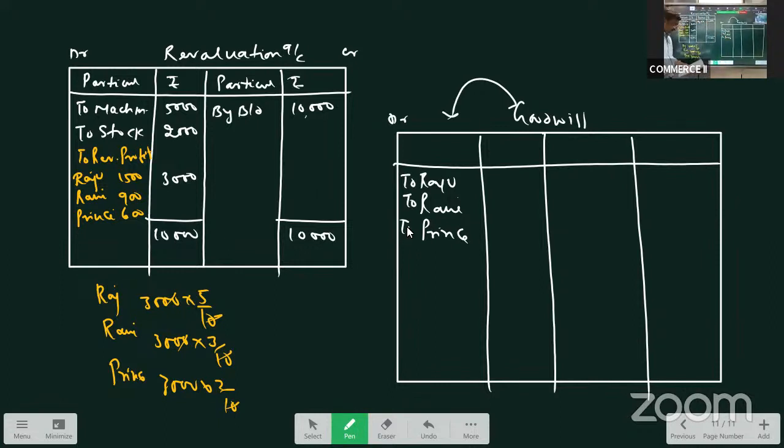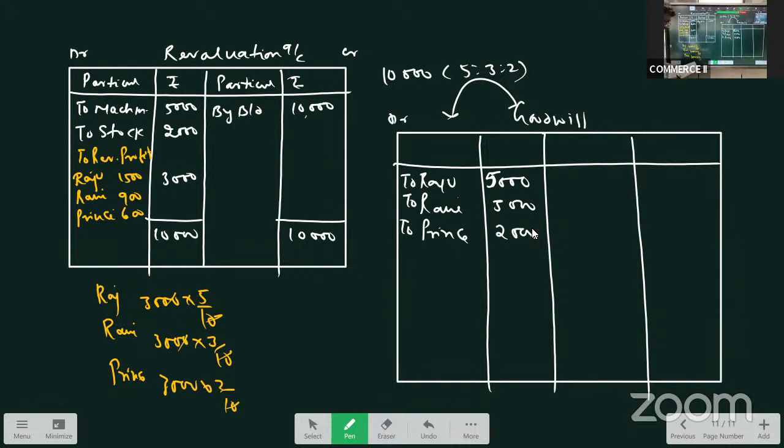What is the goodwill amount given? Goodwill of the firm is valued at 10,000. So 10,000 again in the ratio 5:3:2. 5 by 10, 10,000 into 5 by 10. So he will be credited with 5,000. 3 by 10, 3,000. 2 by 10, 2,000. Right? Now to write off.